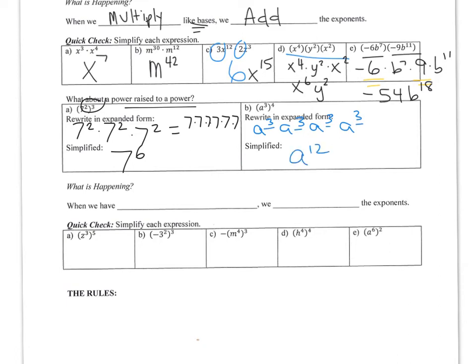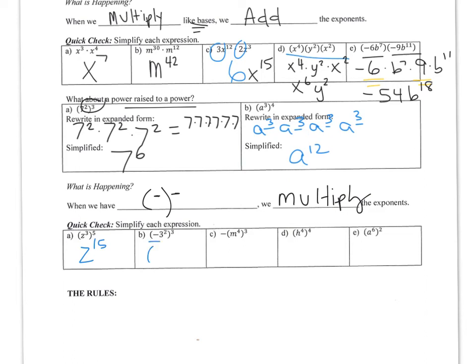So what is happening? Can you tell the pattern? A 2 and a 3 makes a 6, a 3 and a 4 makes a 12. When we have parentheses, so think of a little power on the inside and a little power on the outside, we multiply the exponents. When you have a little power on the inside and a little power on the outside, you multiply the exponents. So this is going to be z to the 15th.